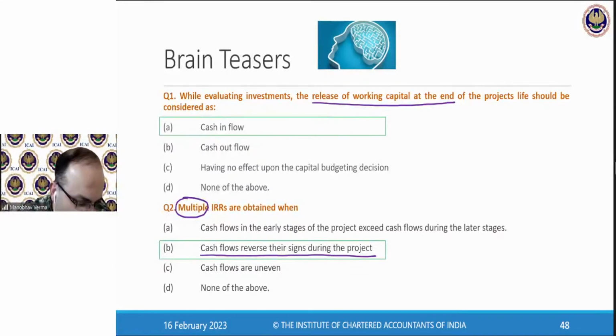So it's like multiple outflows. And for that, we discussed one approach. Does anyone remember, to cover that up? Modified IRR, if I'm not wrong. We compounded all those cash flows towards the end, except for the initial outflow. I hope you remember.